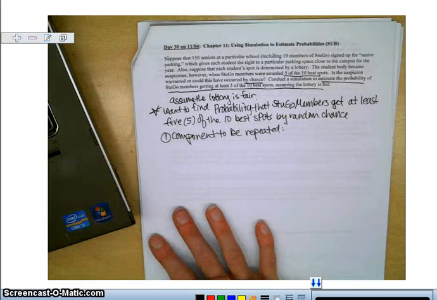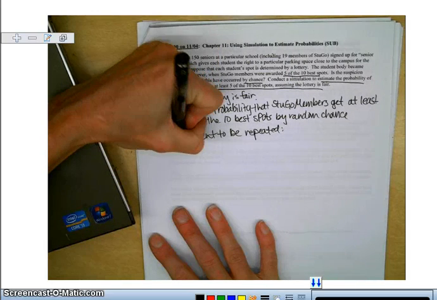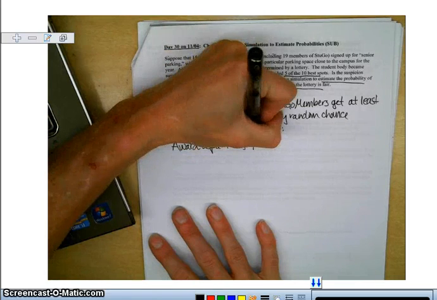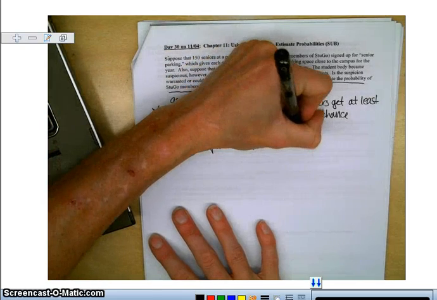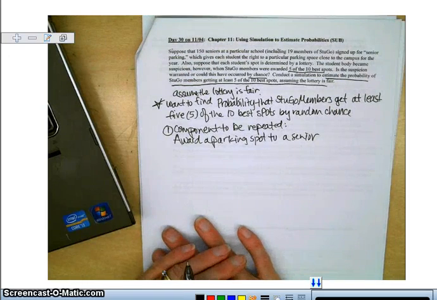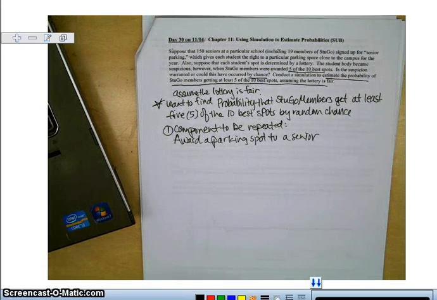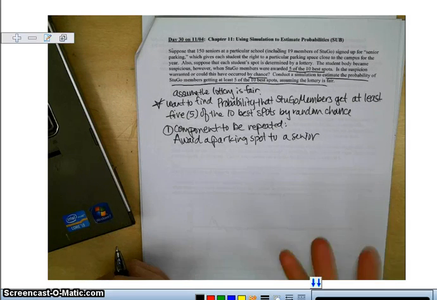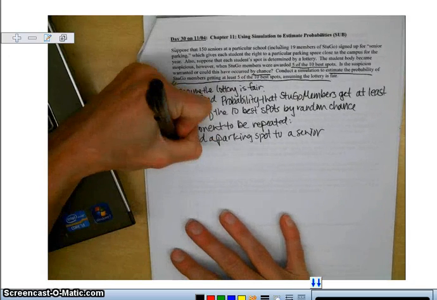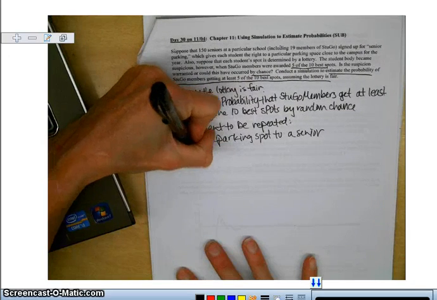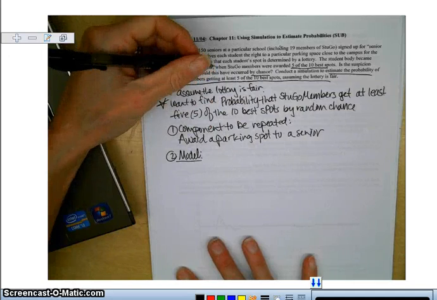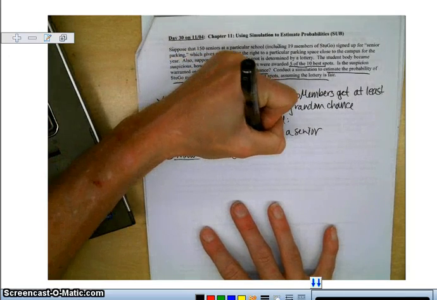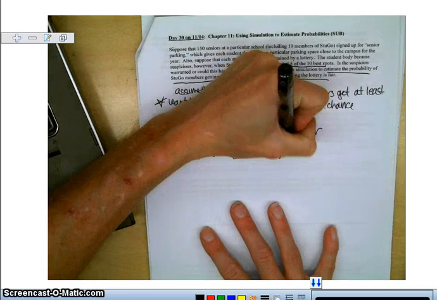All right, the component to be repeated here is award a parking spot to a senior. That's the component we're repeating. We're awarding a parking spot to a senior. We're going to award 10 parking spots to 10 seniors by drawing their names, or actually their numbers, out of a hat. So how will I model this? Okay, the way I'm going to model this, there are 19 STUGO members and a total of 150 seniors.